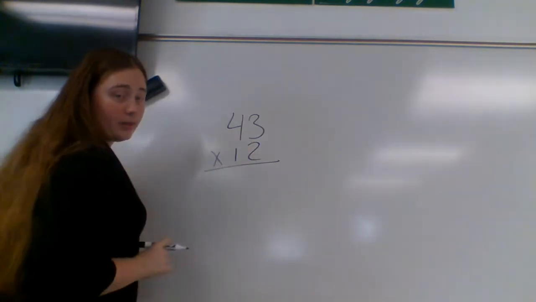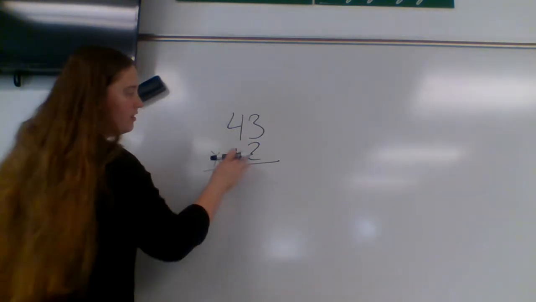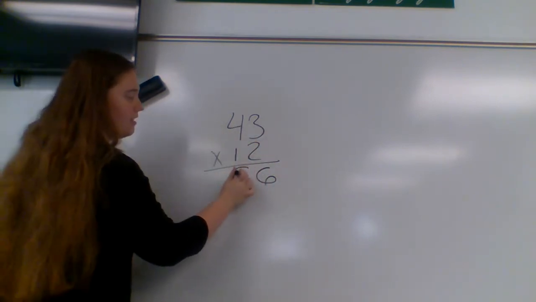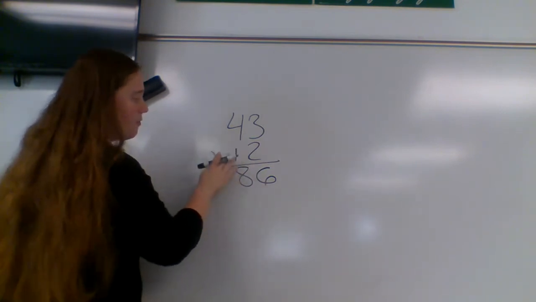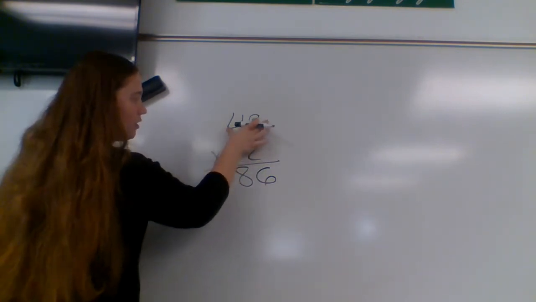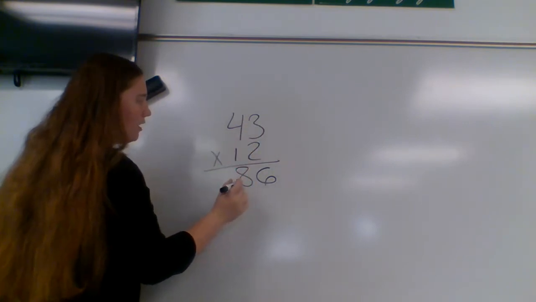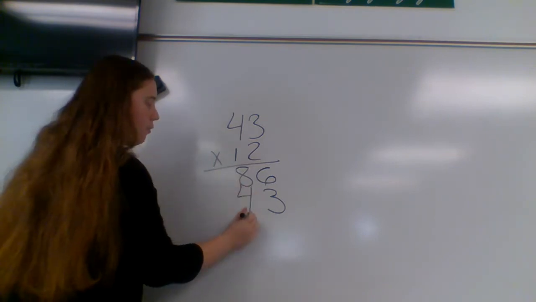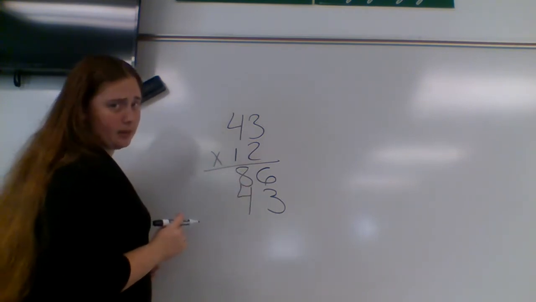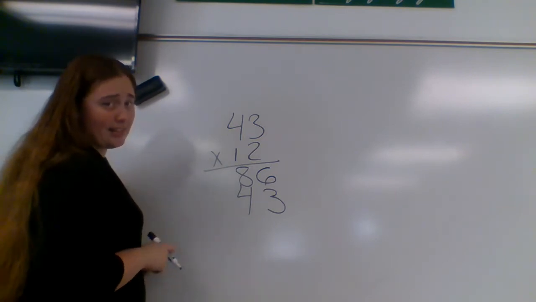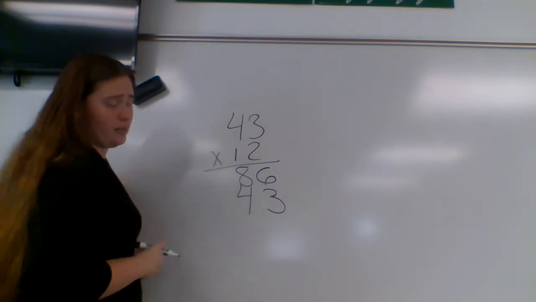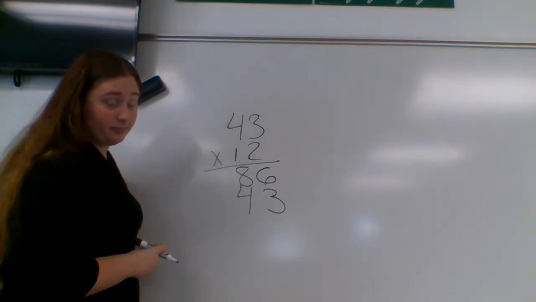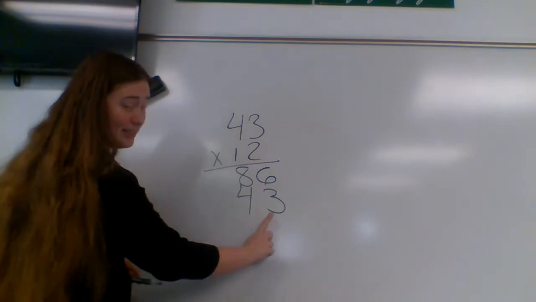All right, we have 43 times 12. So ignore this 1. 2 times 3 is 6. 2 times 4 is 8. Then we're going to take this 1 right here times 43. 3 times 1 is 3. 1 times 4 is 4. And you might have noticed something. I made a mistake. I skipped a step. What did I not do specifically? Right, I didn't put my 0 right here.